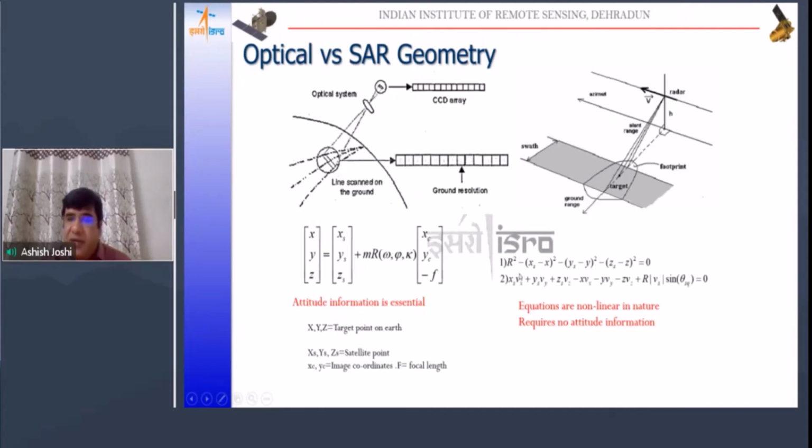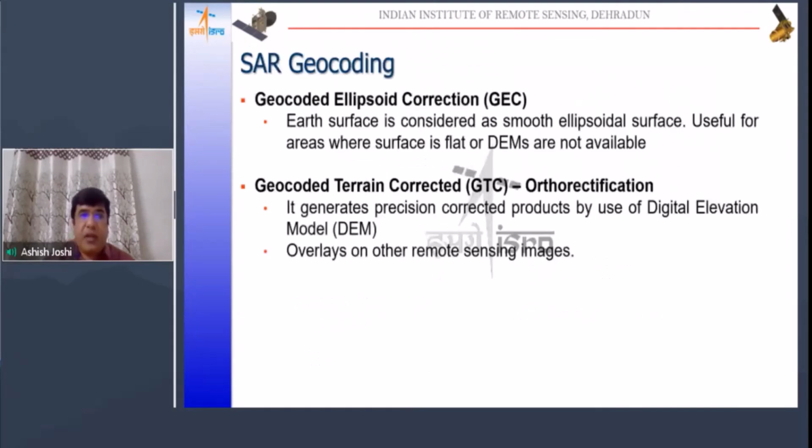But for the SAR geometry, we are using the range Doppler equations. This is the range equation, this is the Doppler equation, and after these, a third equation uses the Earth surface for the intersection of these two equations. So there is a basic difference between SAR and optical geometry, and between SAR and optical geolocation processes.